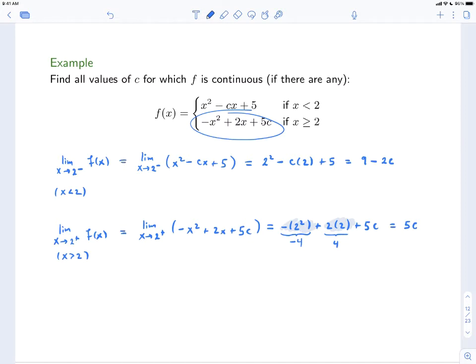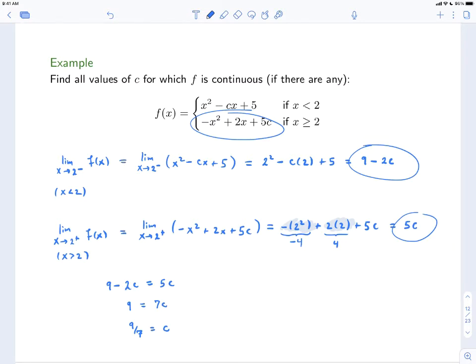Okay, so the limit from the left is 9 minus 2c, and the limit from the right is 5c. Now, in order for the limit to exist as x approaches 2, these two things have to be equal to each other. So we need 9 minus 2c to equal 5c. And now we just solve for c. We can add 2c to both sides, and we'll have 9 is equal to 7c. If you divide by 7, you get that 9 over 7 is equal to c. So this limit exists if c is equal to 9 over 7.